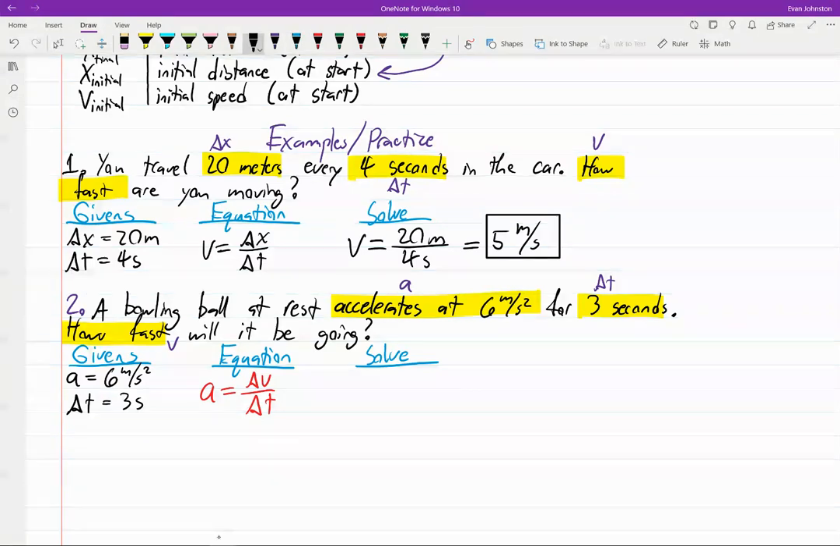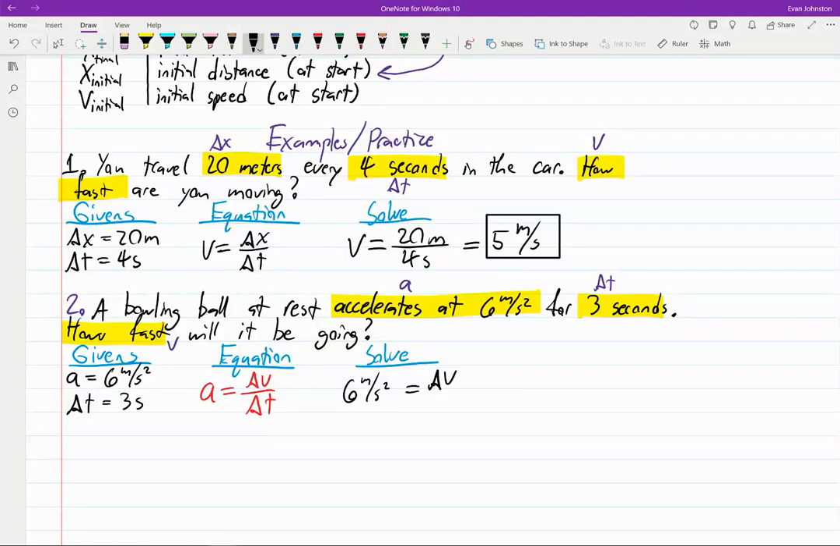So the plug-in method, you'd have 6 meters per second squared equals delta V over 3 seconds. Well, if I'm trying to get V alone, I would have to multiply by 3 seconds on this side. And if I do it on the right side, I have to do it on the left side as well. And so I can see here that I'll use purple. These 3 seconds cancel on the right side. We just have delta V alone. And so really we have to do 3 times 6. So 3 times 6 is 18 meters per second is delta V.